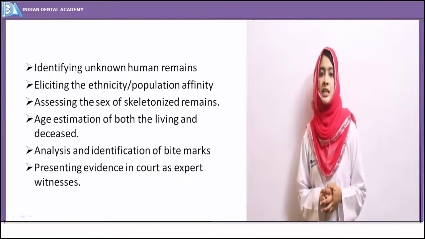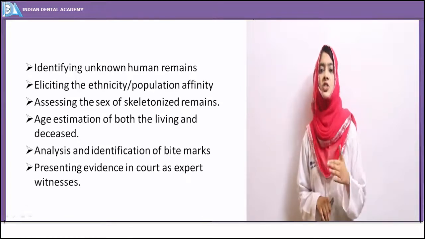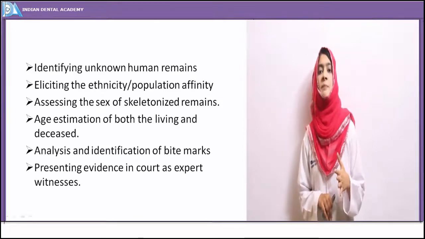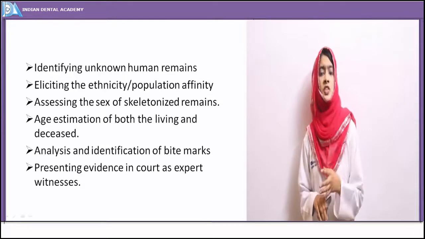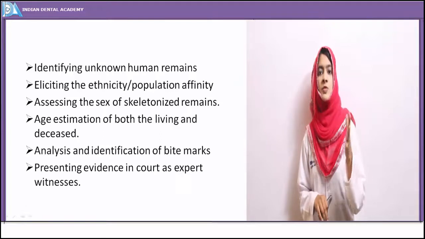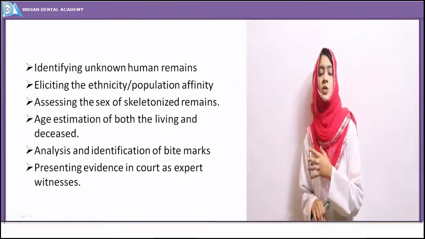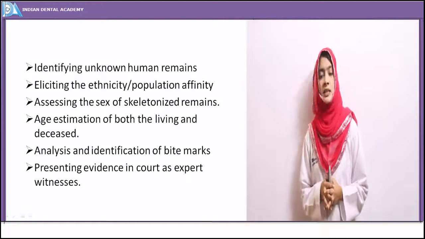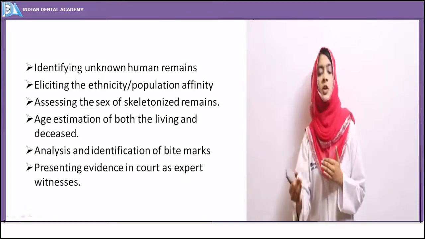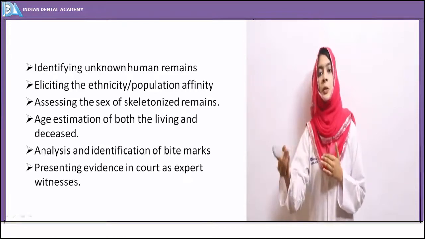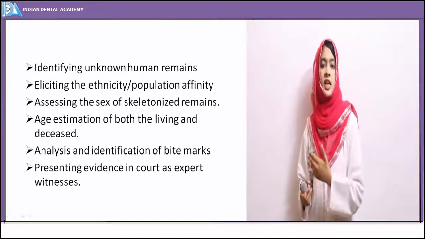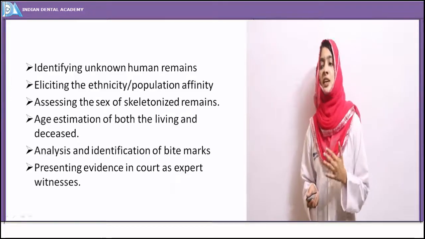And there is analysis and identification of bite marks. Bite marks are an indication of a crime occurring, some form of assault on the individual. So the victim shows the presence of bite marks, and the suspect responsible for causing the bite marks may be identified because of the characteristic features of the bite marks. The dentist is also concerned with presenting, after evaluation, whatever report they have made in the court. So the dentist also serves as an expert witness. So this branch, forensic odontology, is concerned with these main findings and features.